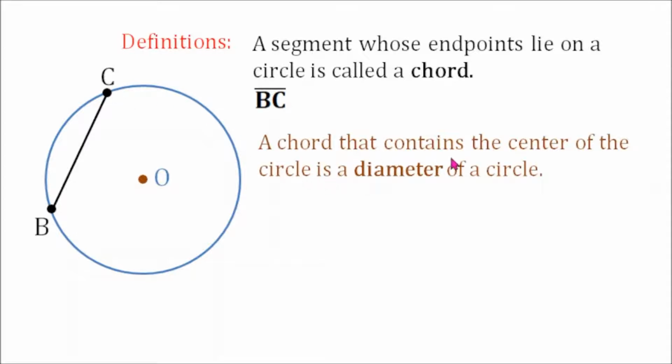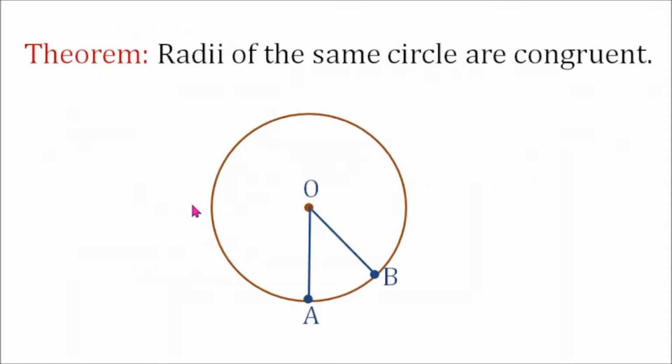A chord that contains the center of the circle is a diameter of a circle. So this chord here contains the center of the circle. So we can name this endpoint here as D. We can say that segment CD is a diameter of circle O.